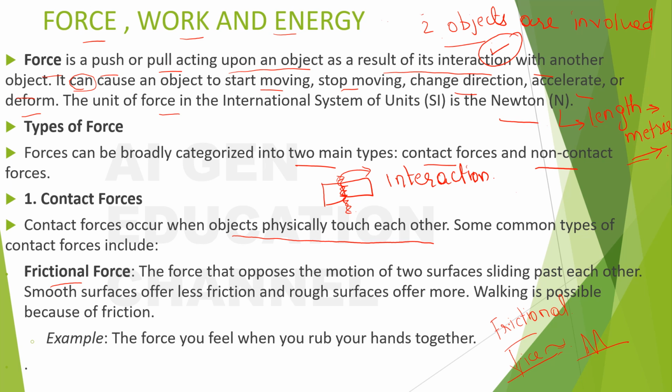The force that opposes the motion of two surfaces sliding past each other. When you are walking, your feet and the land are the surfaces on which these forces act, right? So the force that opposes the motion of two surfaces sliding past each other is called frictional force. Smooth surfaces like ice, as I have mentioned, offer less friction and rough surfaces offer more. Walking is possible because of friction.